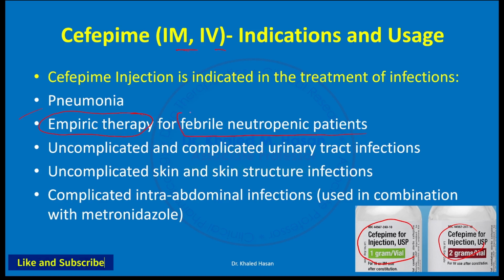So if the patient comes to the clinic with fever and we don't know exactly what type of infection, gram positive, gram negative, anaerobic bacteria, we go with cefepime as a fourth generation, but not as the first choice. Uncomplicated or complicated urinary tract infections, okay, this will be great. Again, this is not the first choice. The first choice could be a fluoroquinolone, like ciprofloxacin.